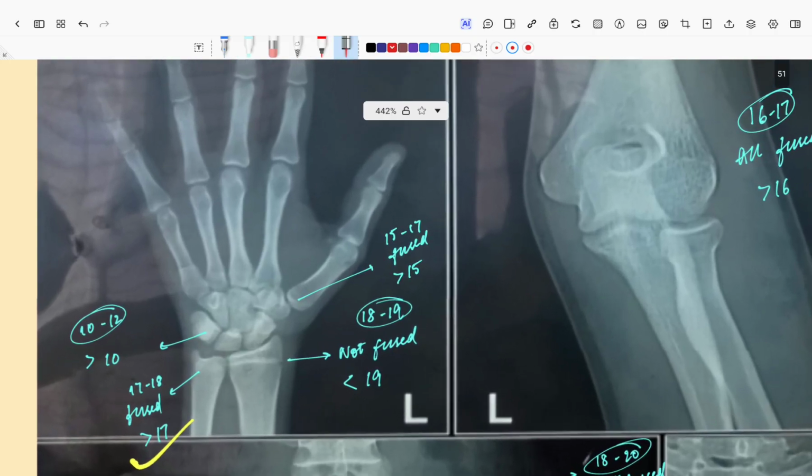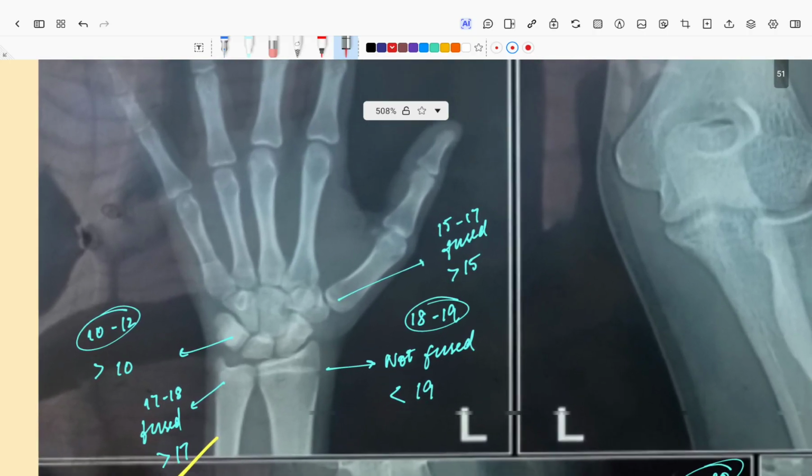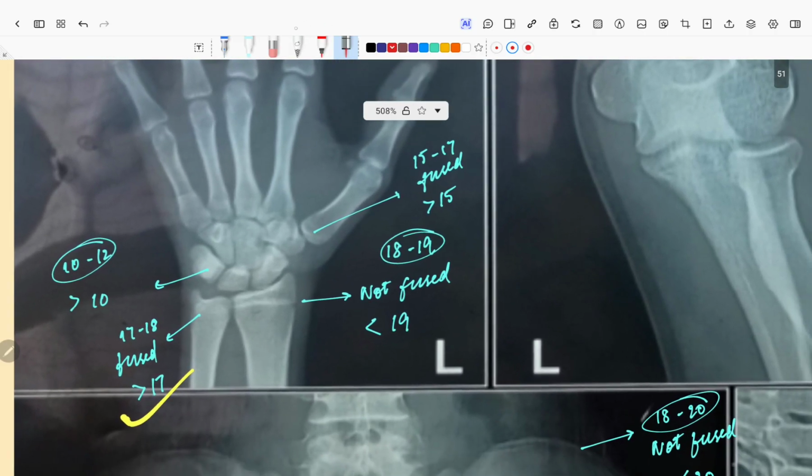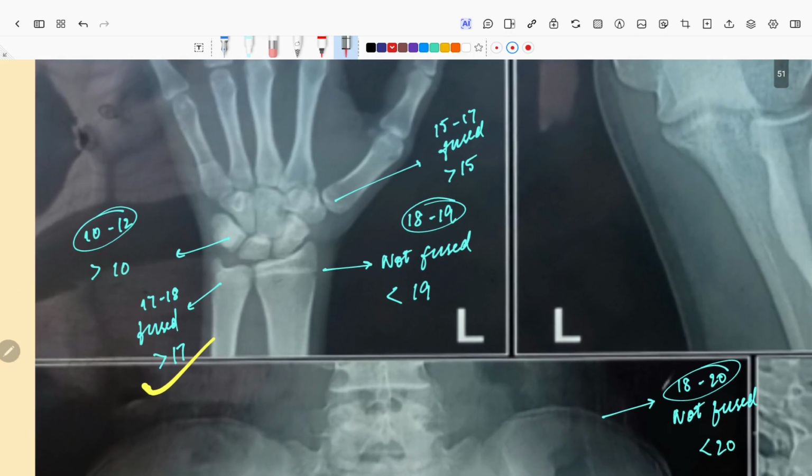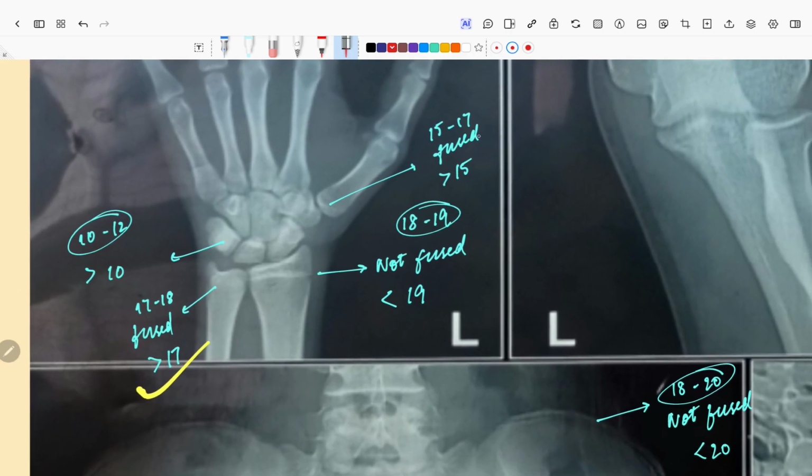So this is the wrist joint we see here. It's easier to note down as you go through an X-ray. Have a list: write when this bone appears, when it fuses, and whether it is fused or not. If it is fused, we'll take the lower limit, and the person is greater than the lower limit. If it's not fused, we'll take the upper limit, meaning the person is less than the upper limit. If you write down all of it for each bone, it'll be easier to interpret.